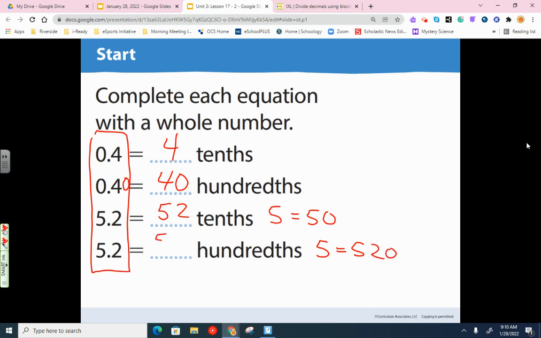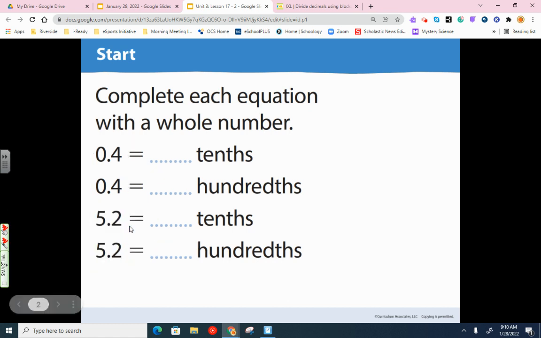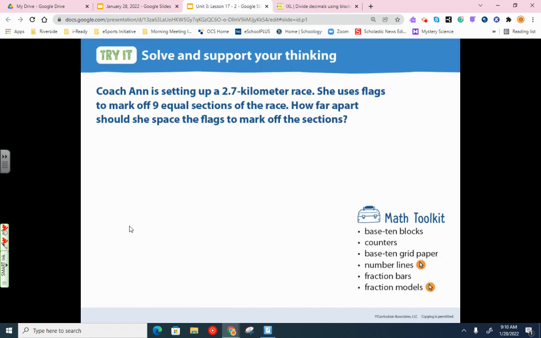So again, we're going to steer away from this, but it's just a good to know type thing. But we won't be converting. We'll just be sticking to the standard way of doing things, like we're going to see on page 351. All right, so Coach Ann is setting up a 2 7/10 kilometer race. She uses flags to mark off 9 equal sections of the race. How far apart should she space the flags to mark off the sections?